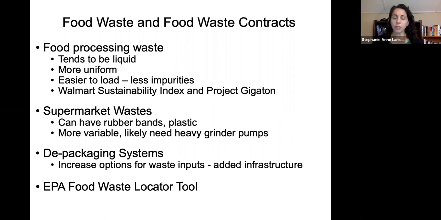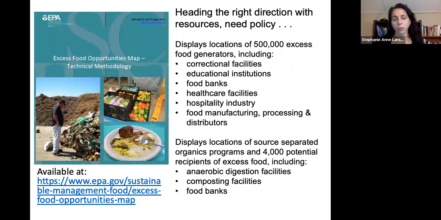So there is an EPA food waste locator tool. This is a GIS-based tool, basically the food waste opportunities map. They look at where food waste is being generated, and then they try to map it with composting facilities and digestion facilities that can accept that waste, as well as looking at where it might be diverted if it's still edible, so food banks. And so looking at the generators of the food waste, the healthcare facilities, correctional facilities, institutions, and then the recipients of this food waste, they try to match those.